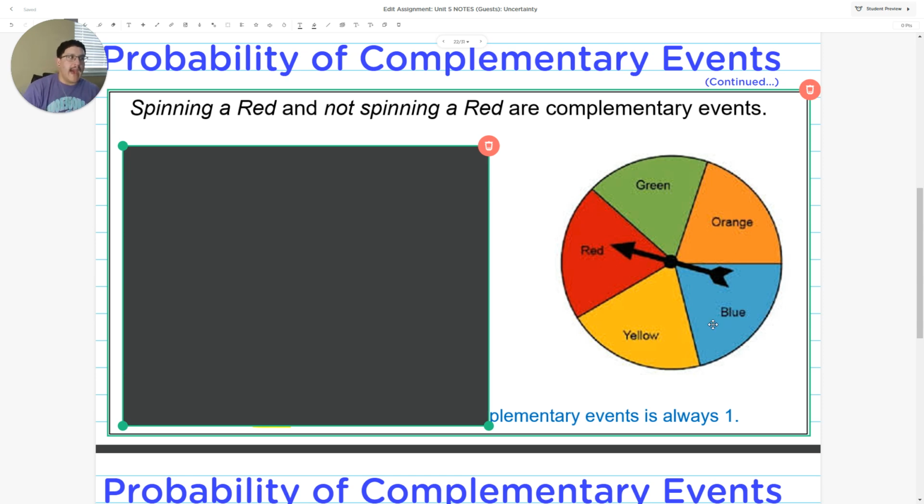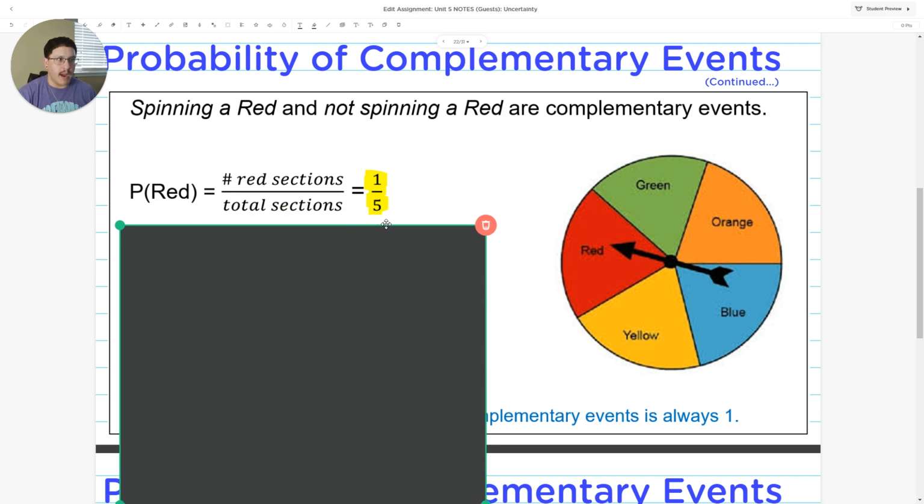In this example, we have a spinner. We have the colors red, green, orange, blue, and yellow. Spinning a red and not spinning red are complementary events. So what's the probability of spinning a red? Well, there's 1 red out of 5 different colors. So we have 1 out of 5 chances of spinning red.